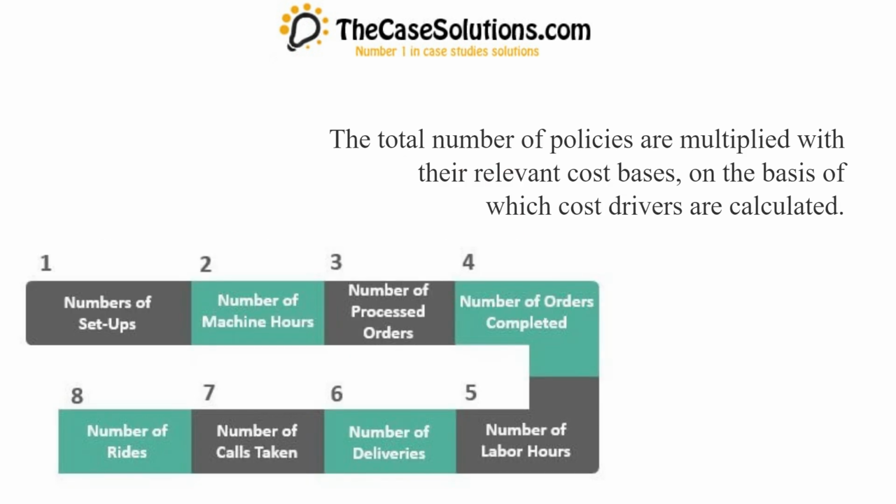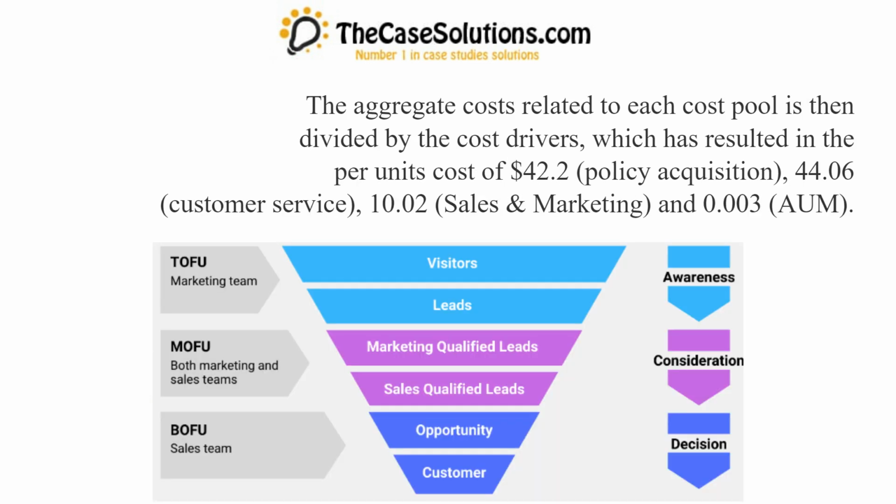The total number of policies are multiplied with their relevant cost bases, on the basis of which cost drivers are calculated. The aggregate costs related to each cost pool is then divided by the cost drivers, which has resulted in the per unit's cost of $42.20, policy acquisition, 44.06, customer service, 10.02, sales and marketing, and 0.003, AUM.